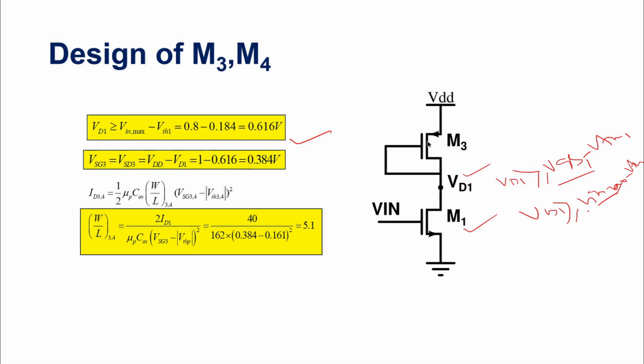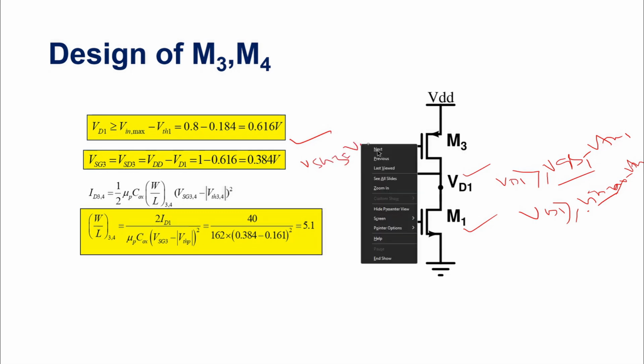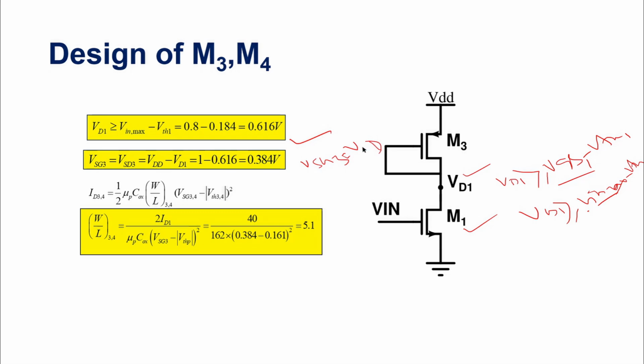Using this I have found the value of VSG3, because it is diode connected, so VSG3 is equal to VSD of 3. In this way we have found the value of VSG3 to be 0.384, and using this formula we have found the aspect ratio to be 5.1.